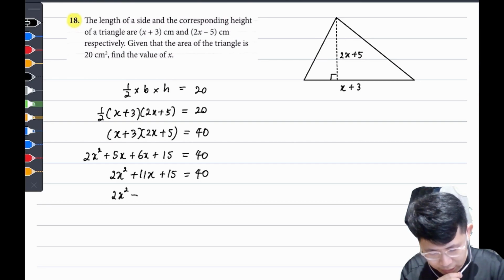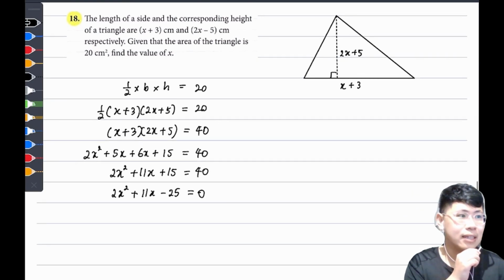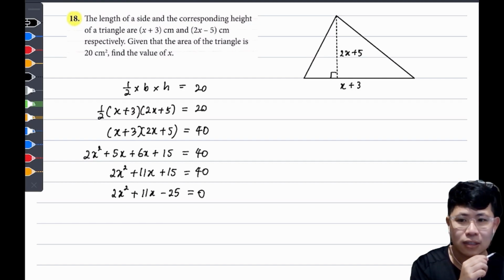So minus 40, shift the 40 over, right? So I have a negative 25 on the left over here. So this is the one that I've got.